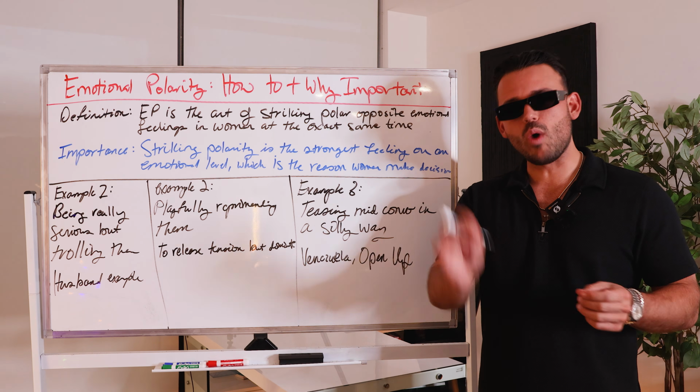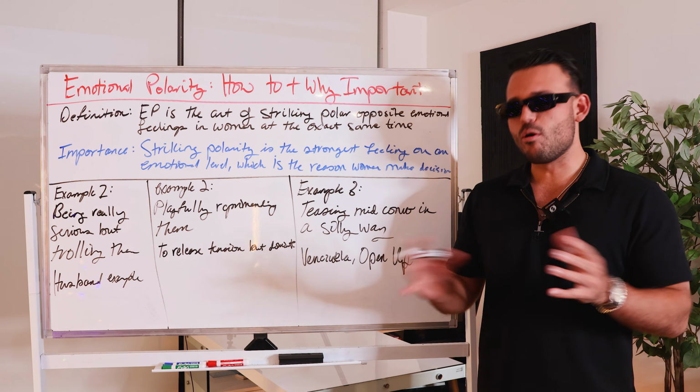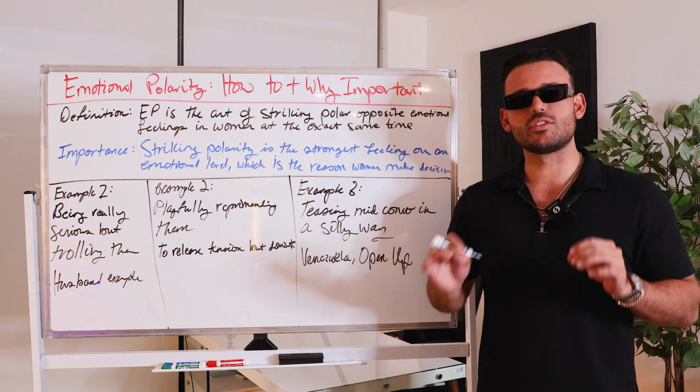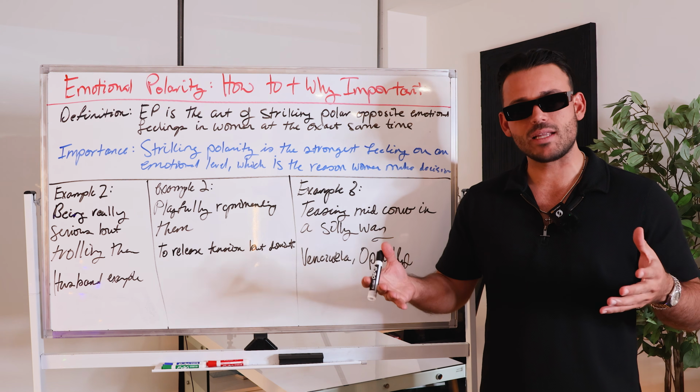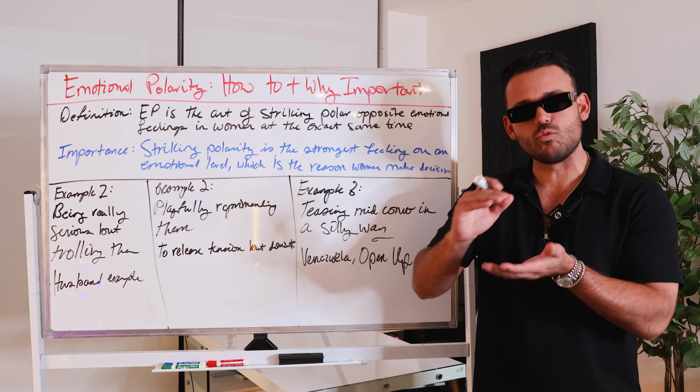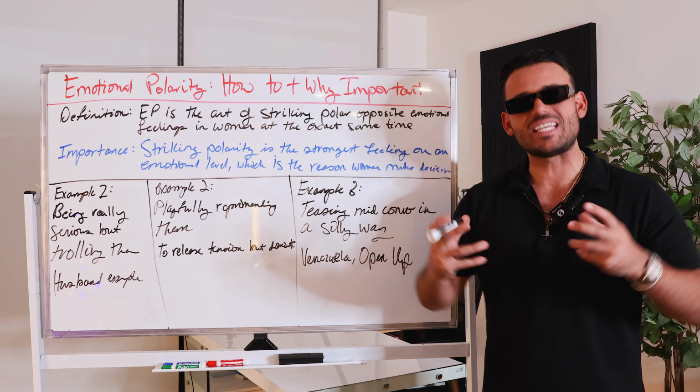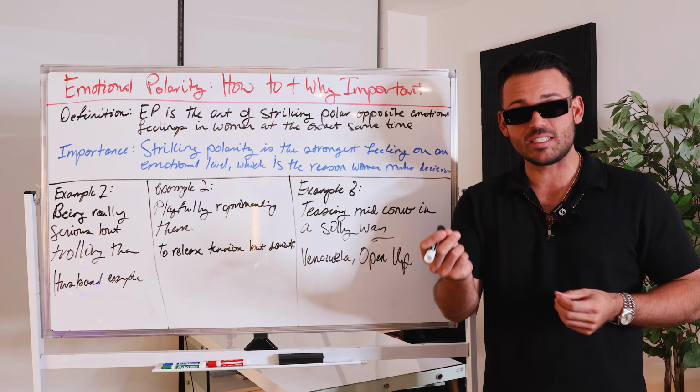Emotional polarity. What is it and how to use it? Emotional polarity is often the difference maker in how you behave as a man, in the desire you can create in women, and their addictedness and obsessiveness with you. This is the difference maker.